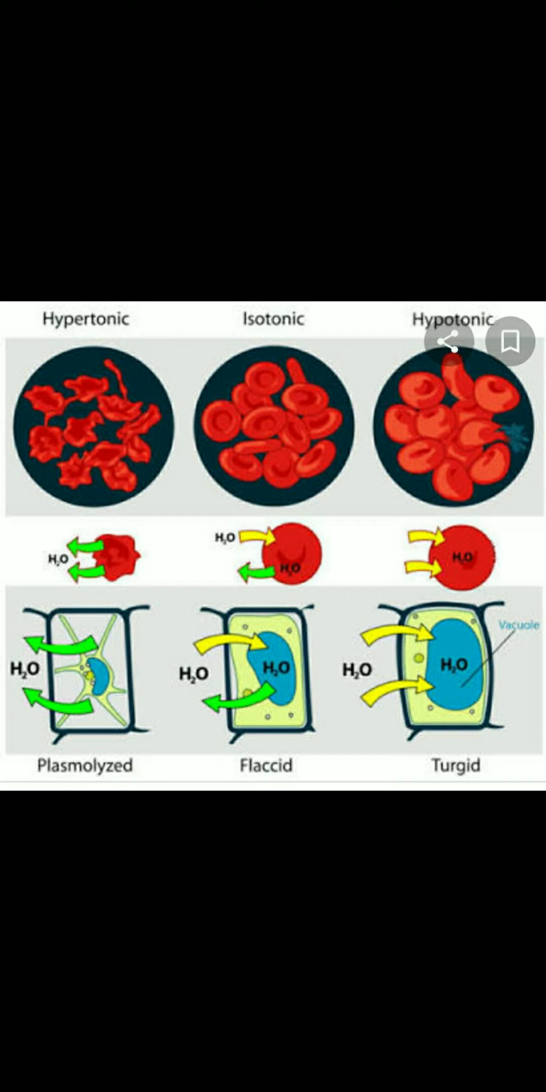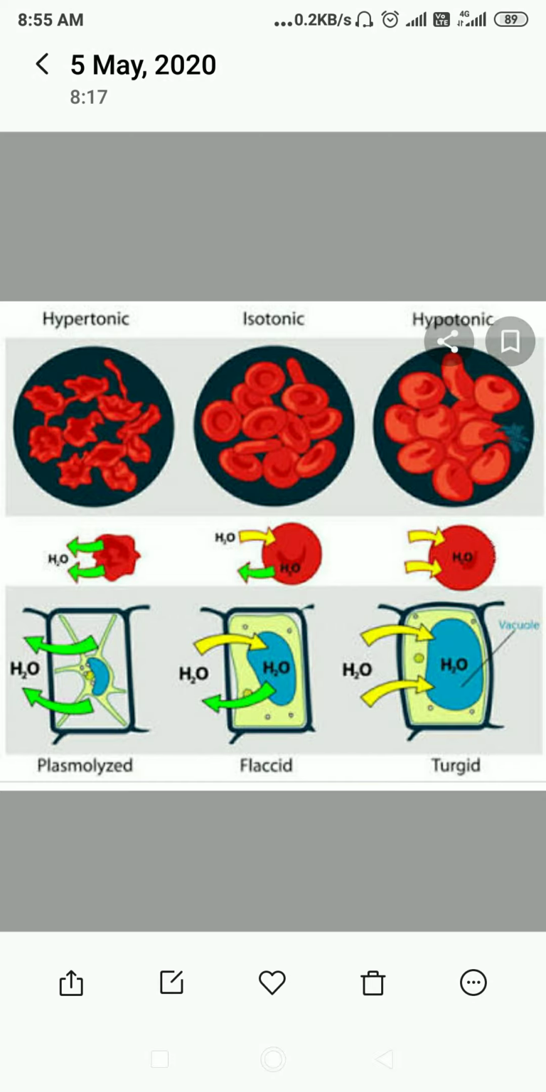We are putting the RBC in a hypotonic solution. Hypotonic solution means whose solute concentration is very low and the solvent concentration is very high in the outside environment, and whose solute concentration is very high and solvent concentration is very low inside the cell. Then what will happen? We know due to the osmosis process, the solvent molecules from the higher concentration region will transport to the lower concentration region.